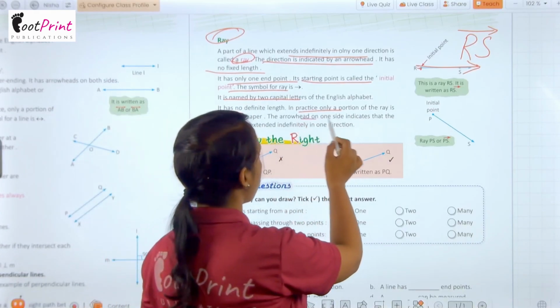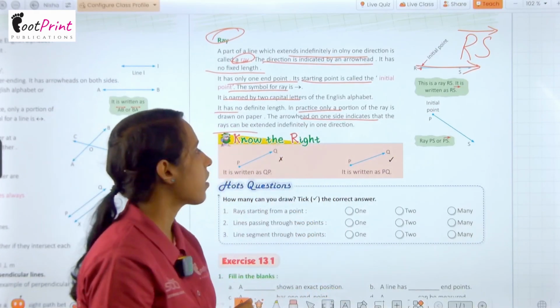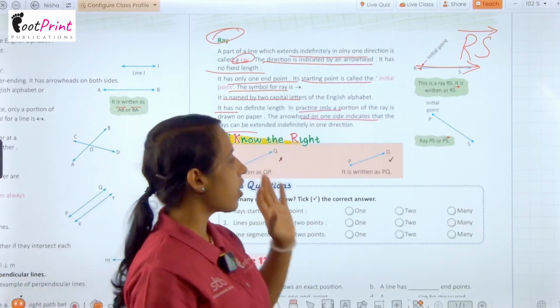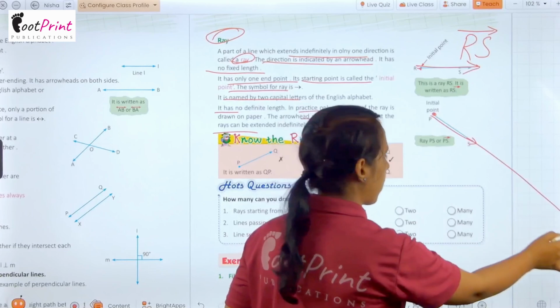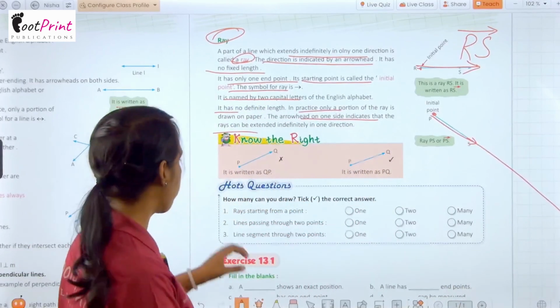Okay, the arrowhead on one side indicates that rays can be extended indefinitely in one direction. So here we have initial point and this point can be extended as many as we want. Okay.